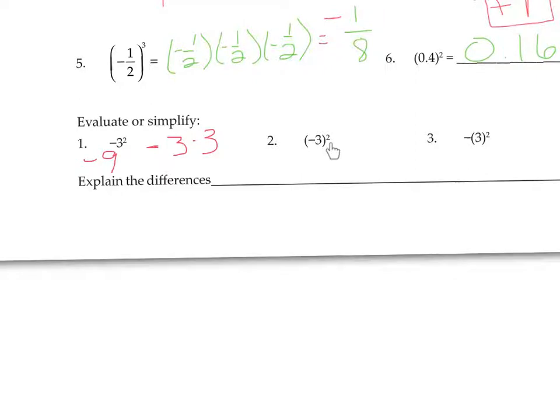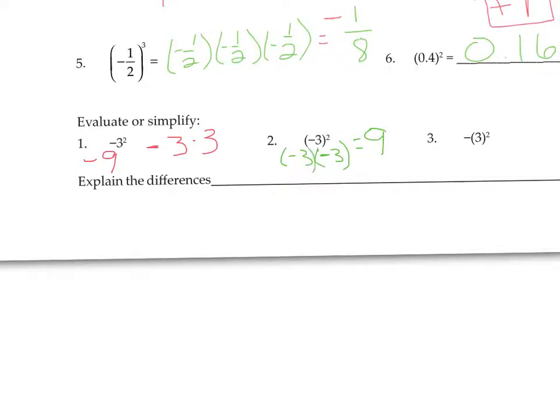On number 2, the square is on the parentheses. It's right next to the parentheses, so everything in the parentheses is getting the square. Because that 2 is on the parentheses, it applies to everything in the parentheses. So there are 2 negative 3's being multiplied together this time. So negative 3 times negative 3 equals positive 9. Negative times negative. So the difference here between number 1 and number 2 is the presence of the parentheses and the square being on the parentheses, which means that everything in the parentheses is the base.